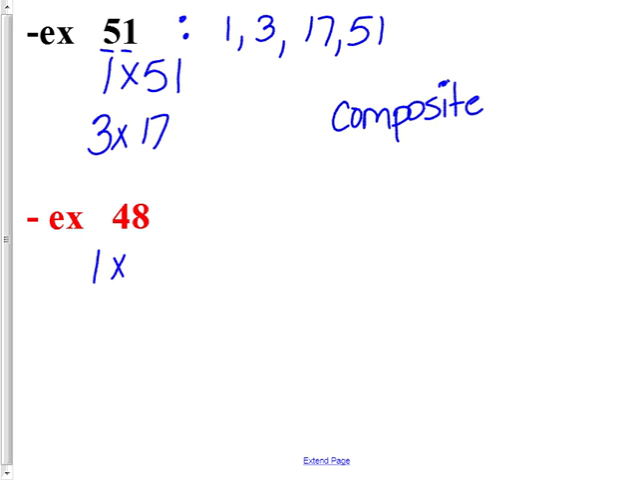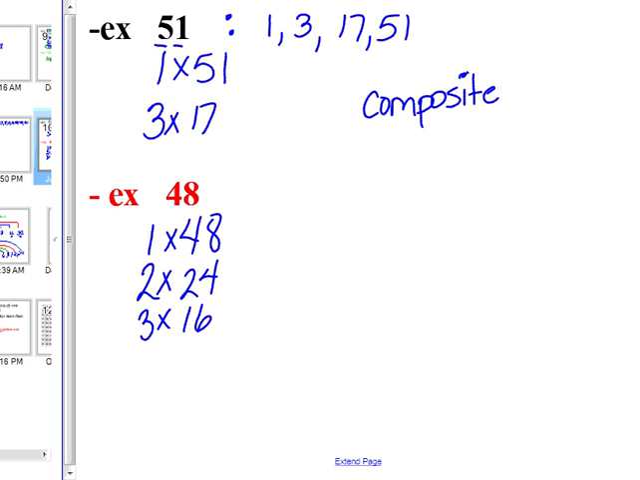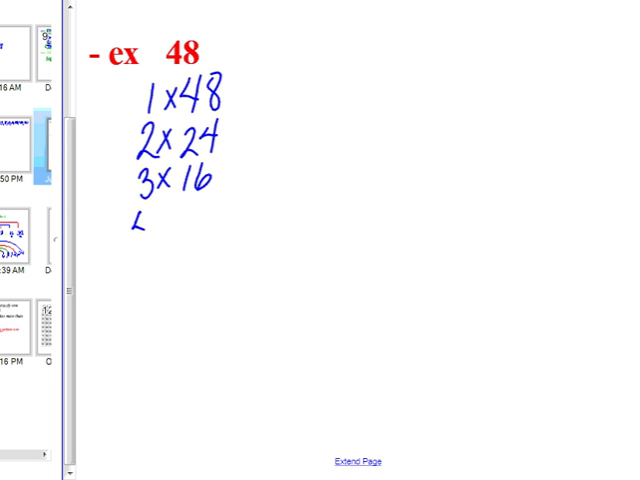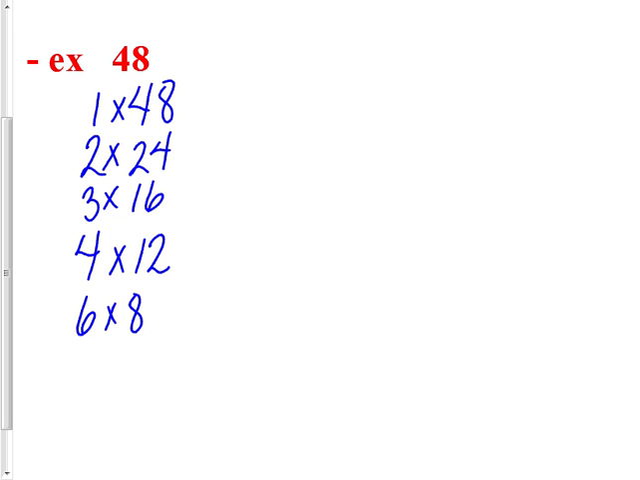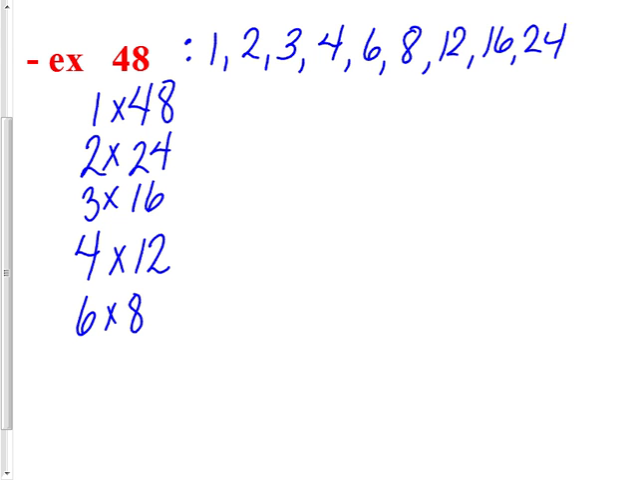All right, so you should have gotten 1 times 48, 2 times 24, 3 times 16, 4 times 12, and 6 times 8. That means that our factors of 48 are 1, 2, 3, 4, 6, 8, 12, 16, 24, and 48, meaning this is very much a composite number.